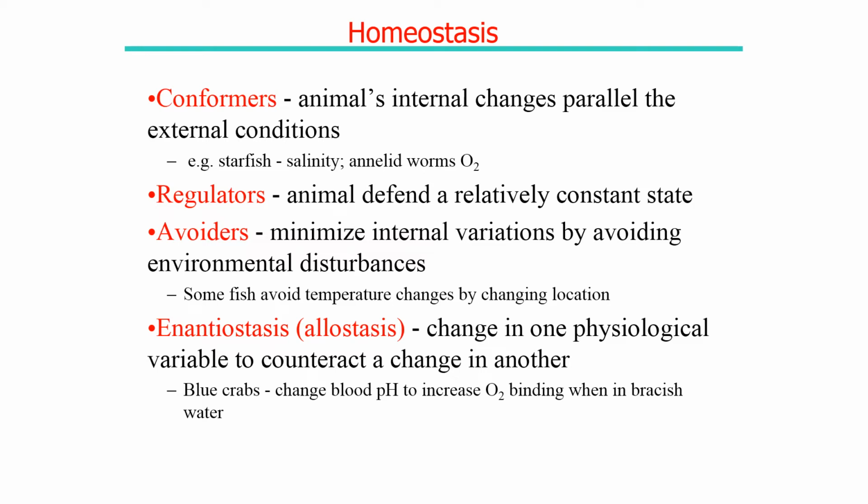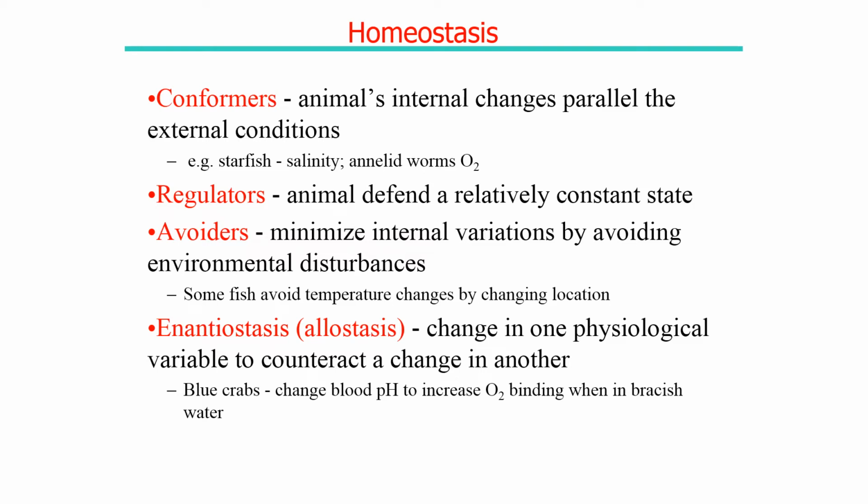They change one physiological variable to counteract a change in another variable. For example, if the pH is increased, the oxygen will bind less with the hemoglobin, and if the pH is decreased, the oxygen will bind more with the hemoglobin.